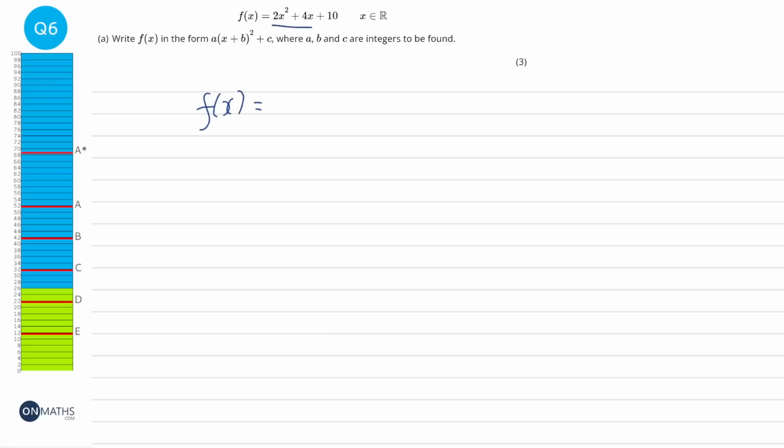So we're going to look at the first two terms and we're just going to divide them by 2. And so we've got 2 brackets x squared plus 2x plus 10. And that makes things a lot easier to get rid of that horrible coefficient of the x squared. Okay, so to complete the square, what we're going to do is have a look at the coefficient of the x, which is 2. And we're going to think, right, what's half of that? And we're going to put that into the squared bracket. So it's going to be x plus 1 squared.